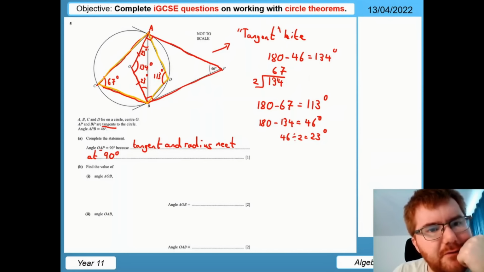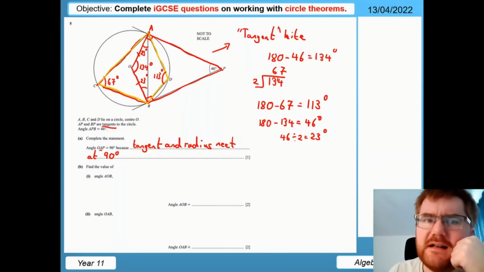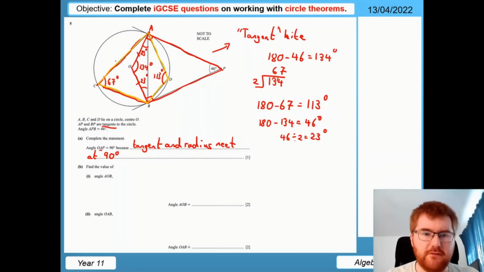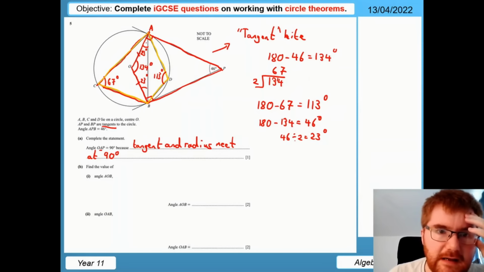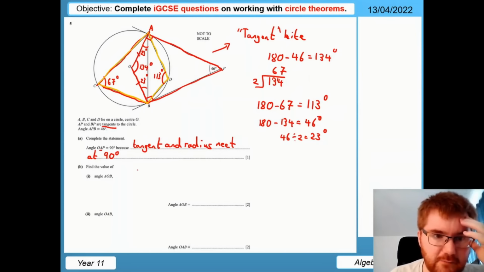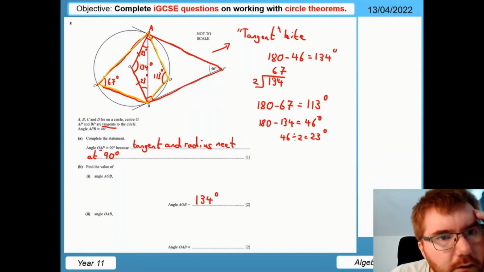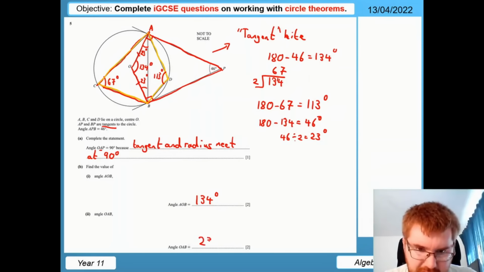Probably, if I thought about it, I'd work out this angle as well. But I'm going to leave it like that for the time being and see how much I've worked out. So, angle AOB. Yes, I've worked out angle AOB. That's 134 degrees. Angle OAB. That's the 23 angle. Yep, so I'll put 23 degrees.